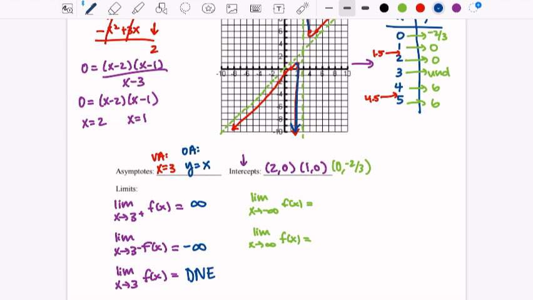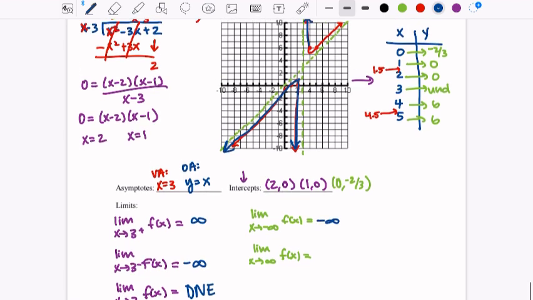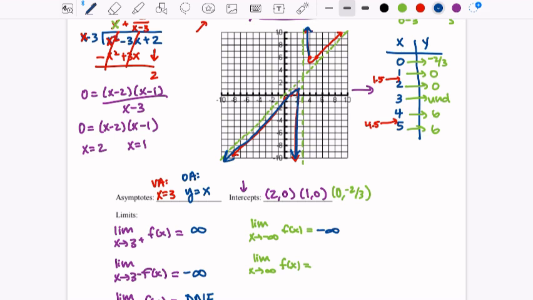Okay, end behavior time. So the limit as x approaches negative infinity. As my graph continues going to the left, where do we go? Well, it looks like we're also going to negative infinity. And then if we look going to the right, it looks like we are going up to positive infinity.